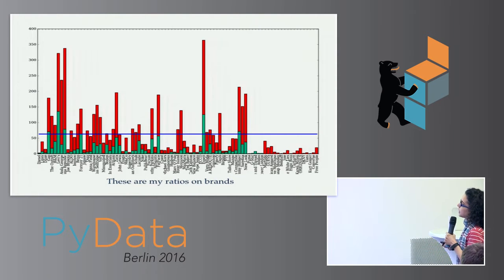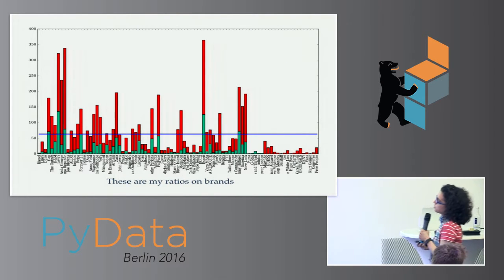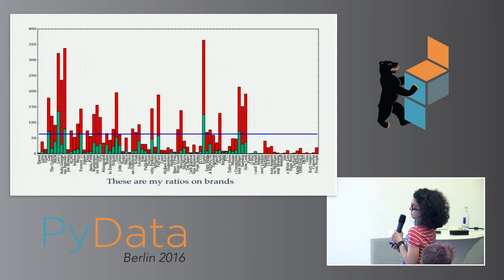So I can show you these are the ratios I have on several brands. The green bars are the number of saves. The red bars are the number of hiddens I have on this brand. So you can see that this is me, this is my user. I swipe quite a lot on Esprit and Tommy Hilfiger, and I like them quite a lot.